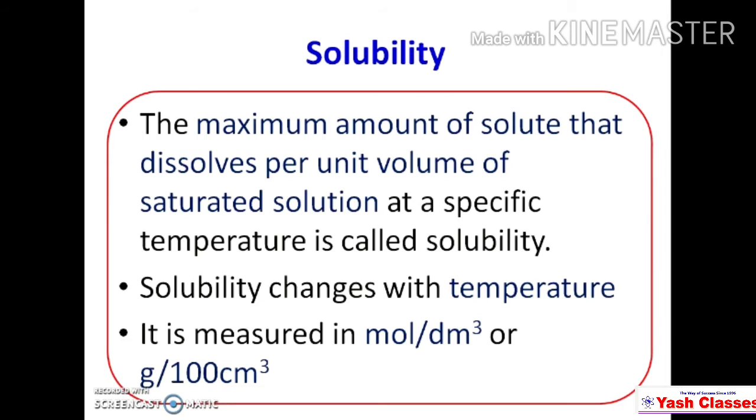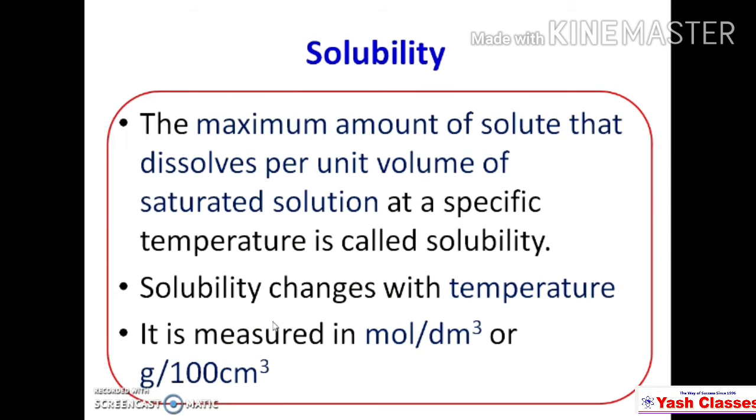Now, what is solubility? The maximum amount of solute that dissolves per unit volume of saturated solution at a specific temperature is called solubility. Per unit volume means maybe 1 liter, or 1 cubic centimeter, or 1 cubic meter. But in the majority of cases, 1 decimeter cube or 1 liter is considered as the unit volume. So the maximum amount of solute that dissolves per unit volume of saturated solution at a specific temperature is called solubility.